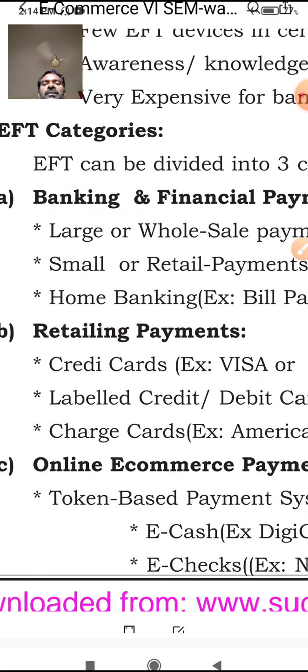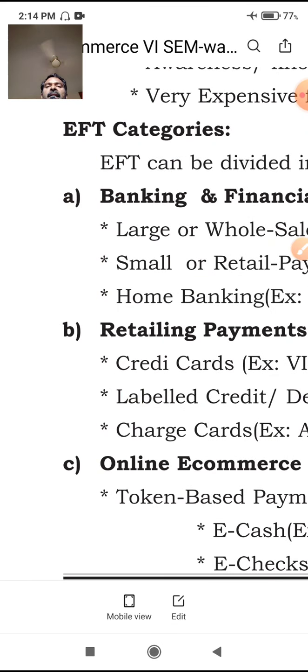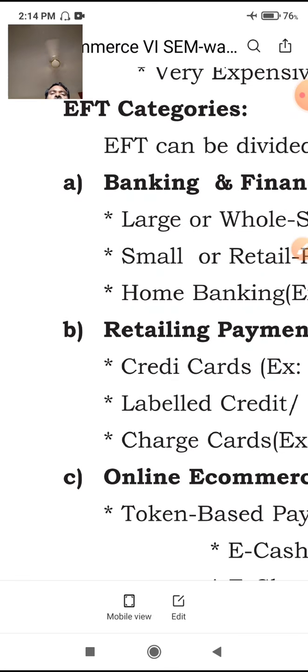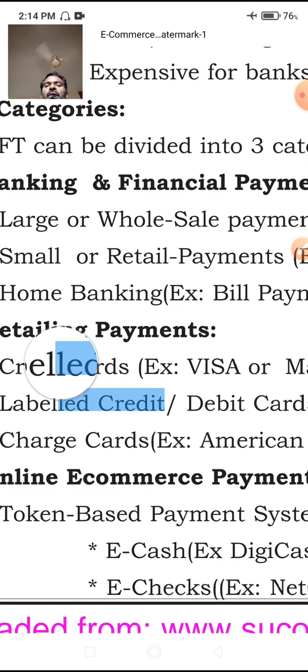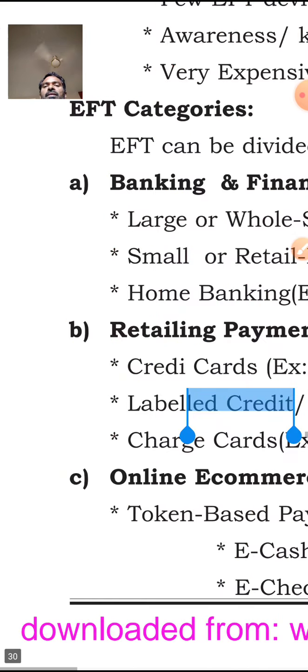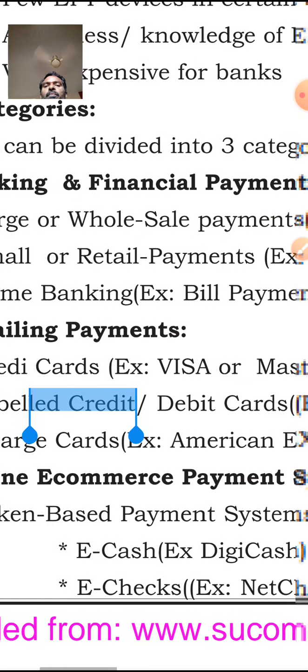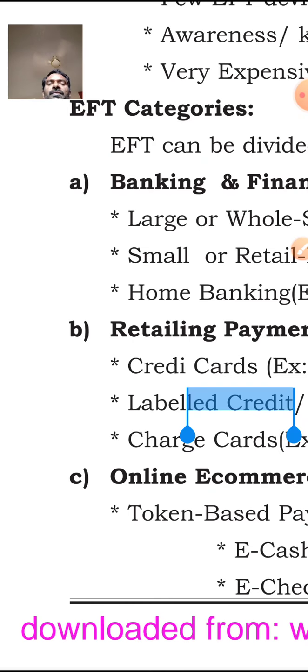The first type is banking and financial payments. In banking and financial payments, so many EFT applications are used. The large or wholesale payments, like bank to bank transfers, happen with EFT. Smaller retail payments, that is with the help of ATMs also, you can transfer the money.